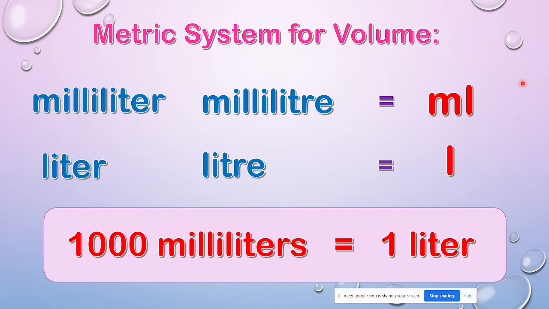1 milliliter is like a drop in a spoon. You cannot even fill the spoon with 1 milliliter. It's like a drop of rain, right? When it rains, it's like one drop, right?